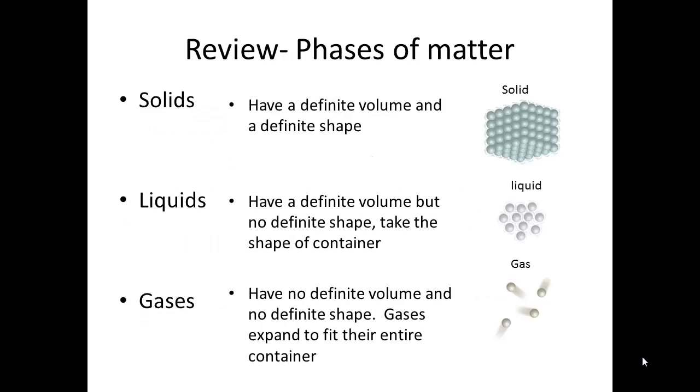Quick review. Phases of matter. Solids have a defined shape and a defined volume. They can hold their shape, and they occupy a certain amount of space. Liquids occupy a certain amount of space, which is defined. That's the volume, like we measure in a graduated cylinder. But they take the shape of their container.